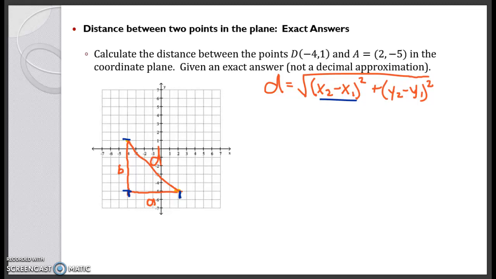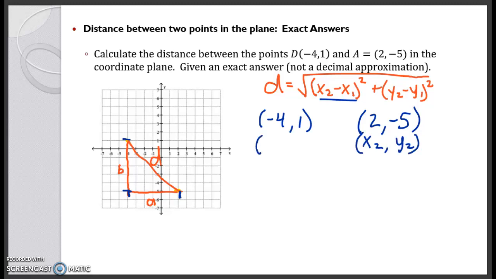So what is x2 and what is y2? We just need to make sure that whatever point we pick, we keep it consistent. Now, let's just call this our second point, because it was the second point given. So we're going to call this x2 and y2. And we're going to call this one x1 and y1. So x1 is -4, y1 is 1, x2 is 2, y2 is -5.